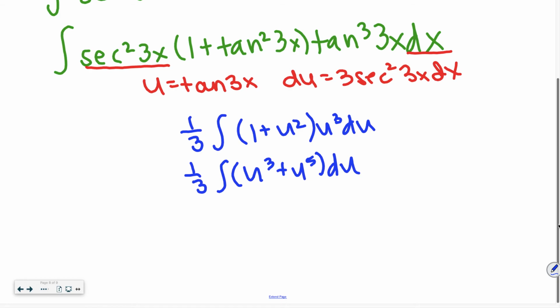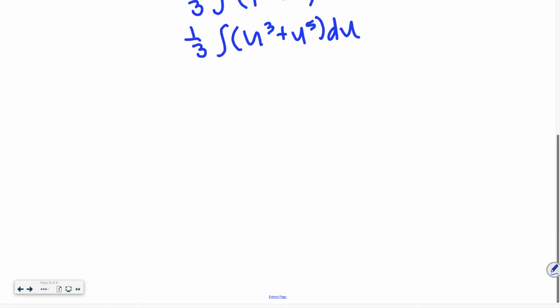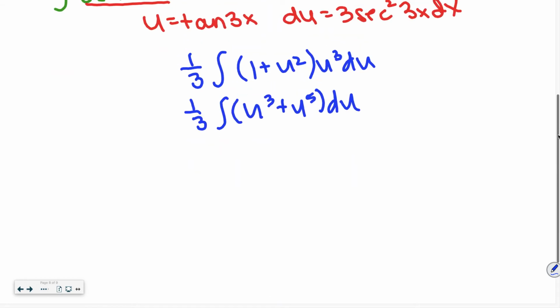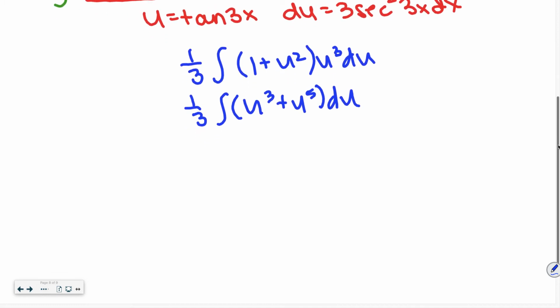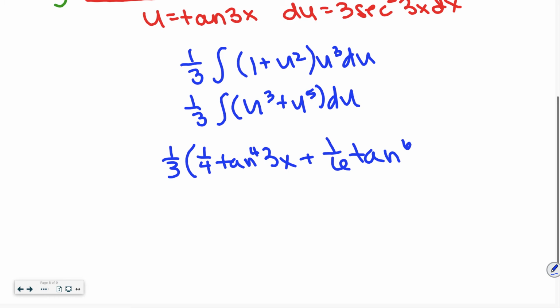So we have 1/3 times 1/4 tangent to the fourth of 3x plus 1/6 tangent to the sixth.